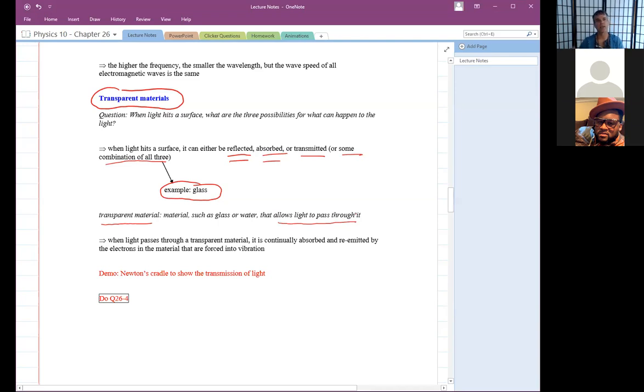And the big thing, well, you're not really doing any essay questions for the celebration, but if you were, I would have asked you to explain for me how light passes through a transparent material. And the basic process is, what is happening when I do that? It is continually being absorbed and re-emitted by electrons that are being forced into vibration.